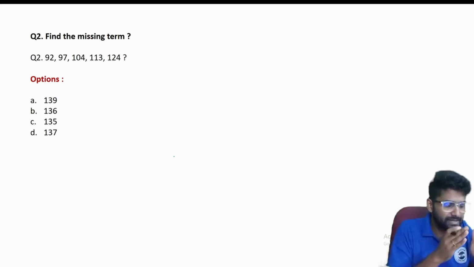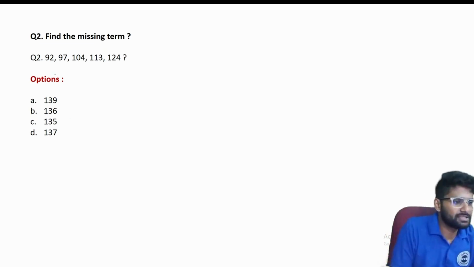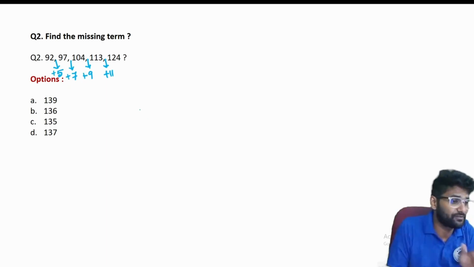See, if numbers are near to one another, simply find the difference. You will get the logic. So it's increasing by 5 units, here increasing by 7 units, here increasing by 9 units, here increasing by 11 units. Now, if you observe all these increasing numbers, what kind of numbers are they? It's prime numbers. Sorry, it's odd numbers. It's a difference of 2 to itself only.